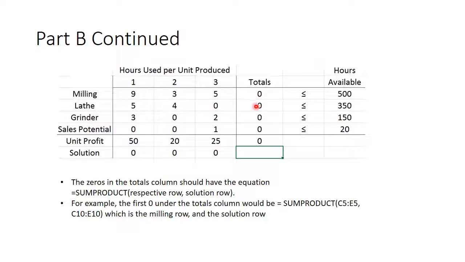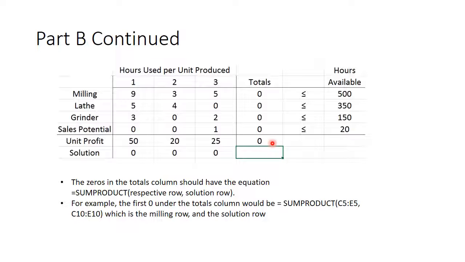That goes all the way down, so this would be C6 through E6, comma, C10 through E10. This would be C7 through E7, comma, C10 through E10. This would be C8 through E8, comma, C10 through E10, and this would be C9 through E9 right here times C10 through E10. This totals 0 at the very bottom here.